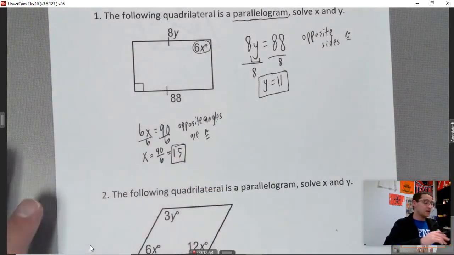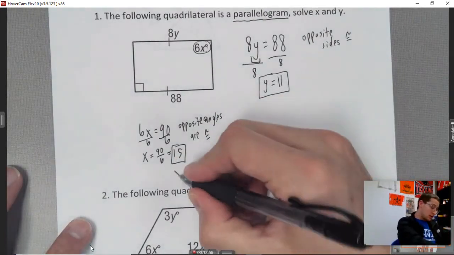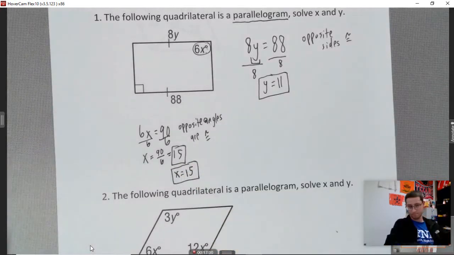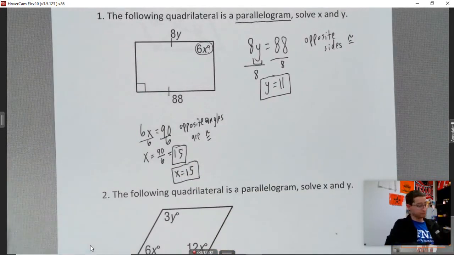Okay, so x is going to be 15. Maybe I should write x is 15, as opposed to just boxing the 15. Okay, cool. There's that one.